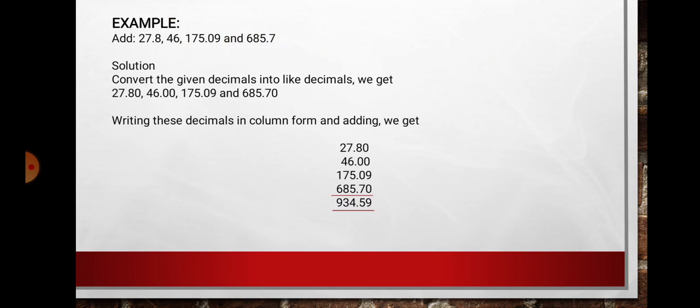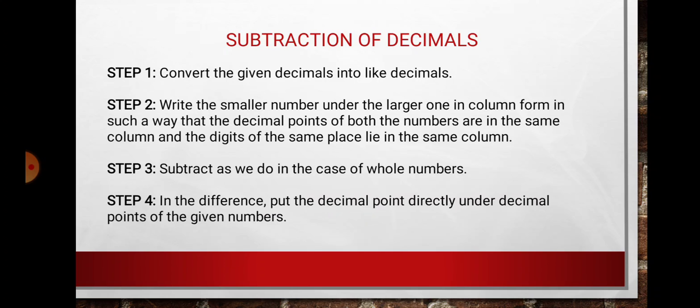The highest number of decimal places here is 2. So all the numbers should have 2 decimal places. First is 27.5. So we have 1 decimal place, so include one more 0, and you will get 2 decimal places. So 46.60, 175.09 and 685.70. Arrange these numbers properly in a column. So if you add, the answer is 934.59.